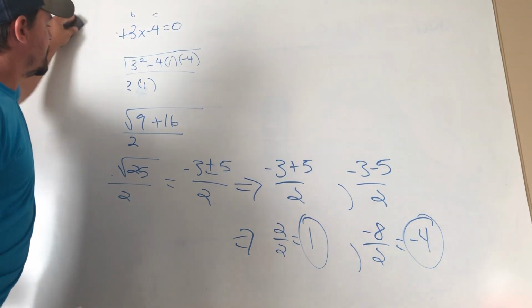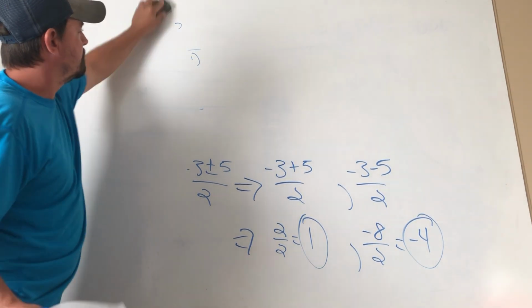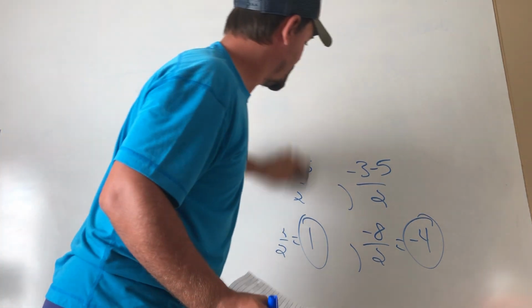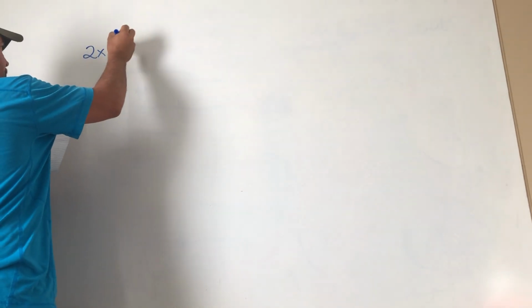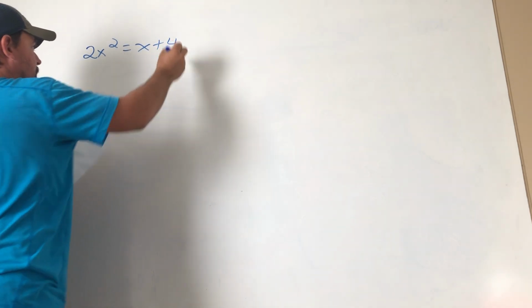Like I said, pause at any time if you need to catch up. I know I'm going quite quick here, but you have full access to the pause button. Now let's look at another one. Let's look at 2x squared equals x plus 4.